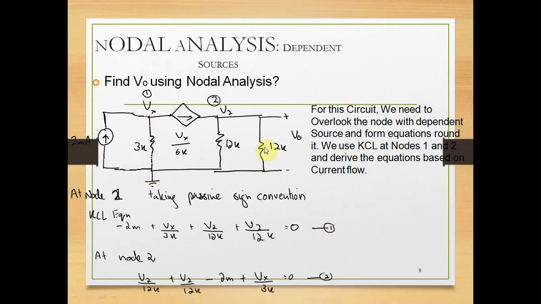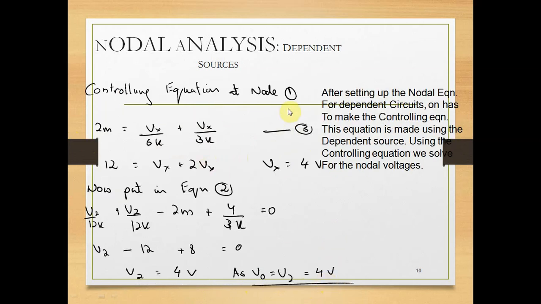This is equation number 1. And at node 2 there is V2 upon 16 kilo ohm plus V2 upon 12 kilo ohm minus 2 milliampere, since the 2 milliampere current flows in the opposite direction, plus Vx upon 3 kilo ohm equal to 0. This is equation number 2. From equation 1 and equation 2, we get the controlling equation at node 1: 2m is equal to Vx upon 6 kilo ohm plus Vx upon 3 kilo ohm.